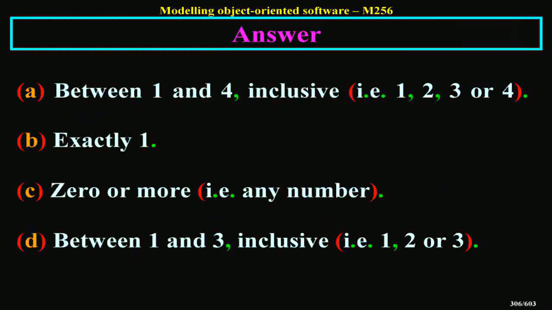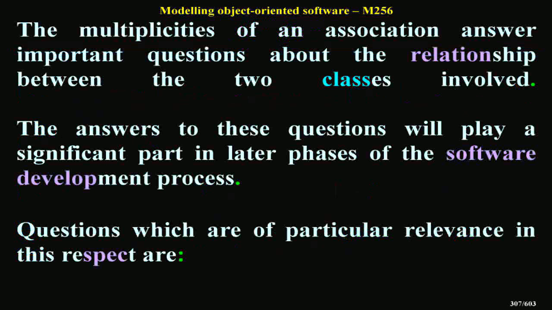Answer. A. Between 1 and 4, inclusive, i.e. 1, 2, 3 or 4. B. Exactly 1. C. 0 or more, i.e. any number. D. Between 1 and 3, inclusive, i.e. 1, 2 or 3. The multiplicities of an association answer important questions about the relationship between the two classes involved.